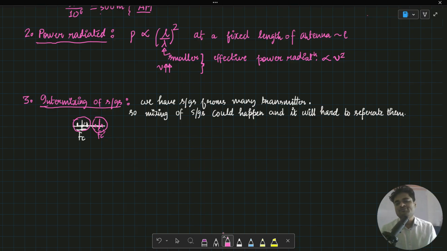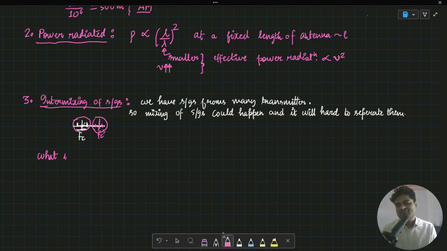So these are the 3 points that suggest why we need modulation, or why modulation is necessary. After that, you can ask what is modulation, or what is translation.